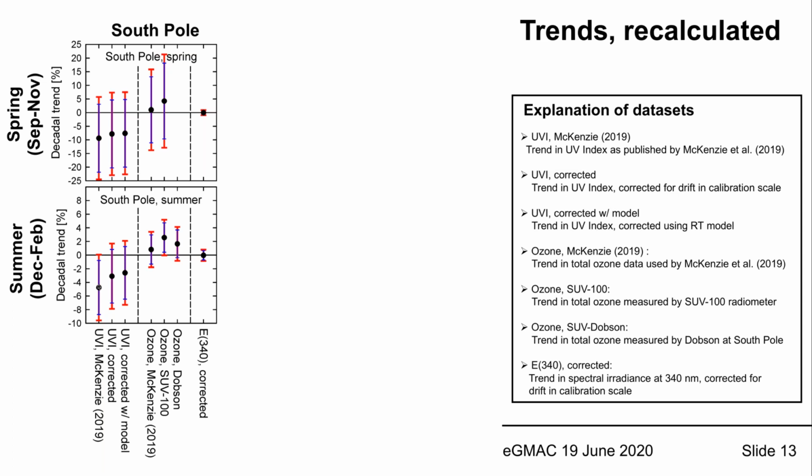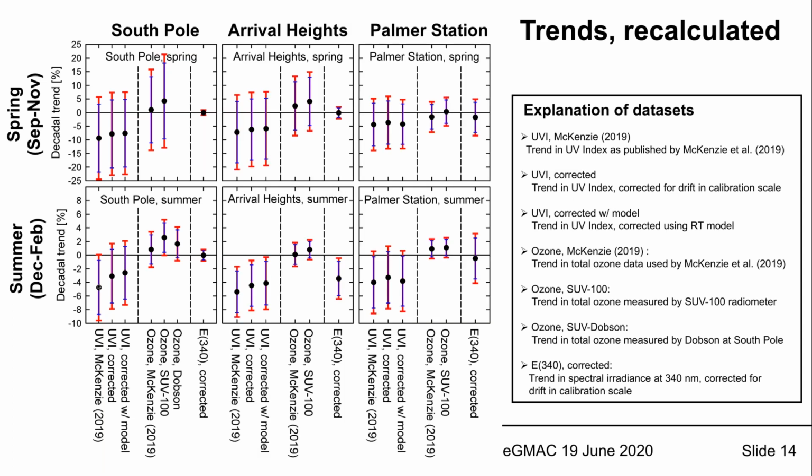Now let's move to the plot on top. That's the trend for spring, where the ozone hole is, and you see large trends which are not statistically significant. And I forgot to mention that the error bars, the red one is the 95% confidence interval, and the blue one is the 90% confidence interval. So now let's move to the other sites, Arrival Heights and Palmer Station.